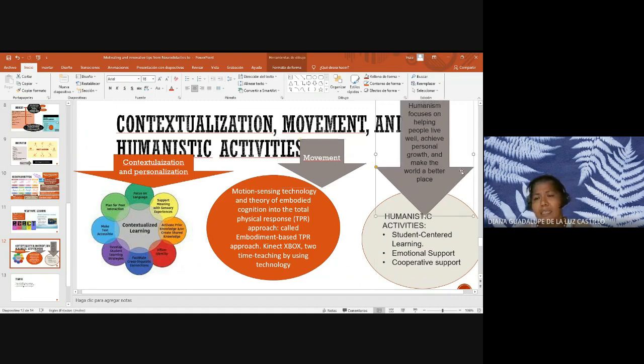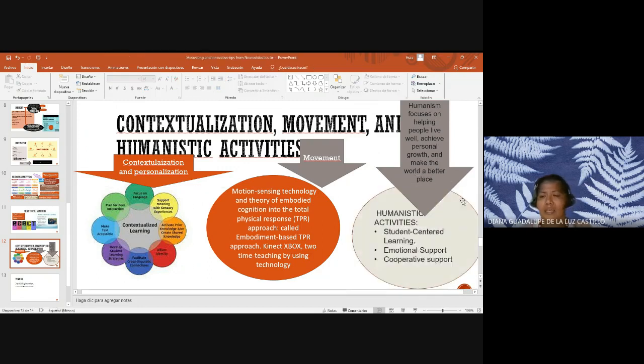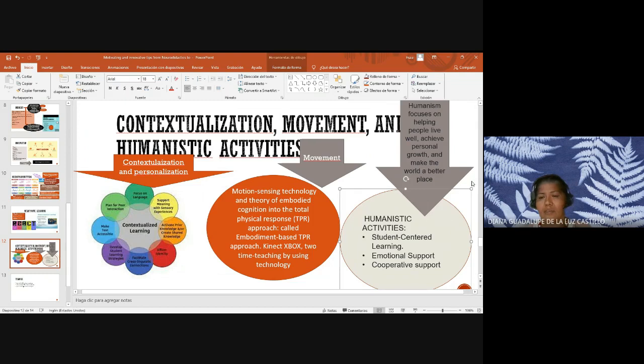The other tip is use humanistic activities. Humanism focuses on helping people live well, live better. Humanism focuses on helping people achieve personal growth, and humanism focuses on helping people make the world a better place. So that sounds like a song, but it is not a song. It is an approach that helps students learn better.